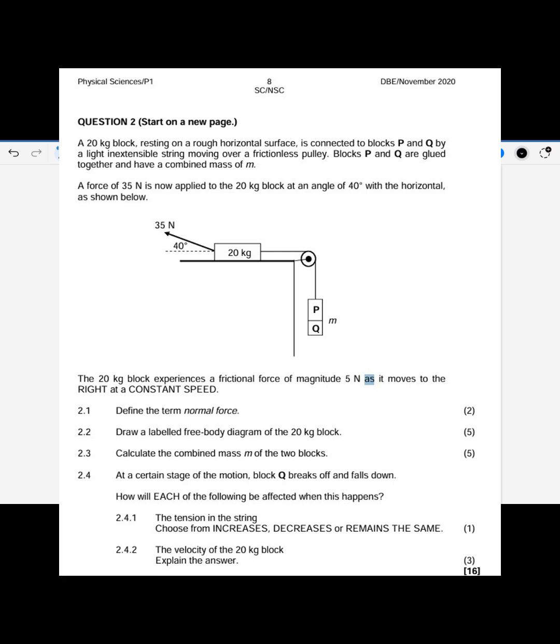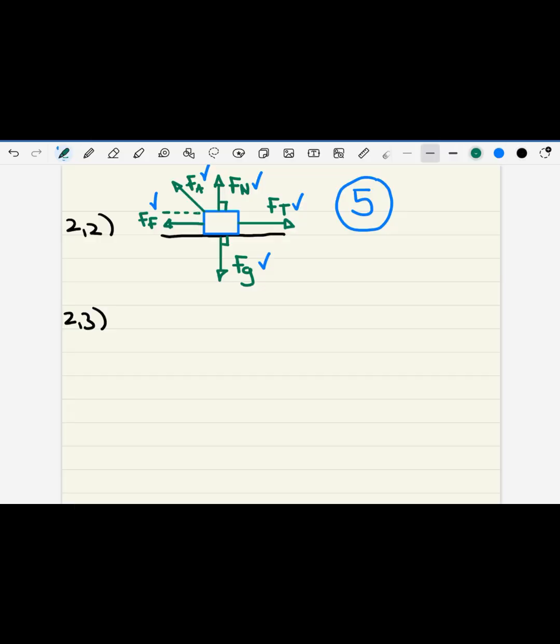Calculate the combined mass M of the 2 blocks. Okay, so I hope that you guys have read the question paper, even though I haven't paused it or told you to, but you should always read the question. I'm just not going to read it from top to bottom. But anyways, moving on. What do we do first? So always we are going to write down our F net is equal to MA, and I'm going to divide the page in 2.